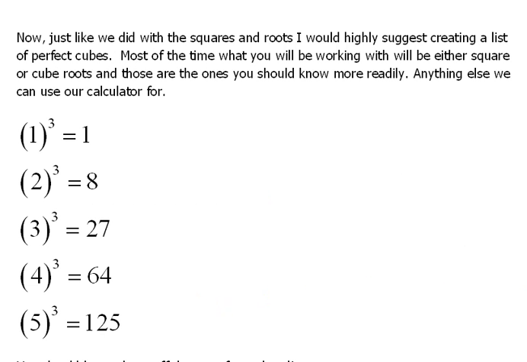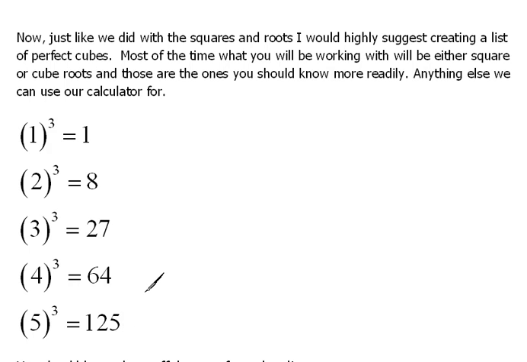Now, just like we did with the squares, I would highly, highly suggest creating a list of perfect cubes. And the cubes get big really fast. So really the ones you have to know pretty much off the top of your head would be 1 through 5. So if you know that 1 cubed is 1, all the way up to 5 cubed is 125, you're going to be in pretty good shape.